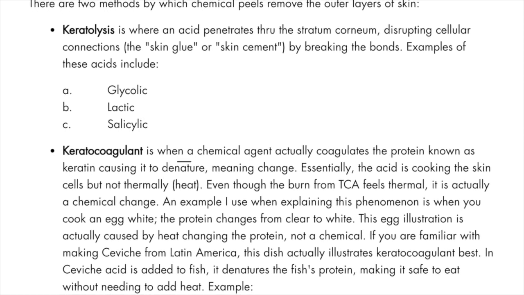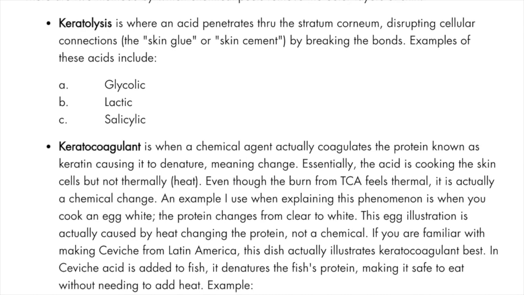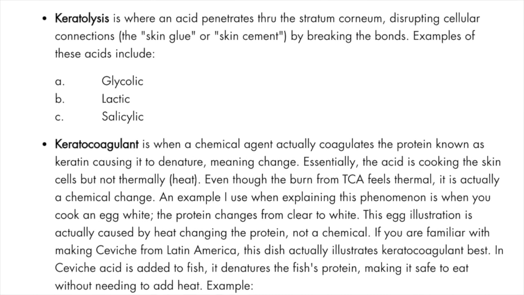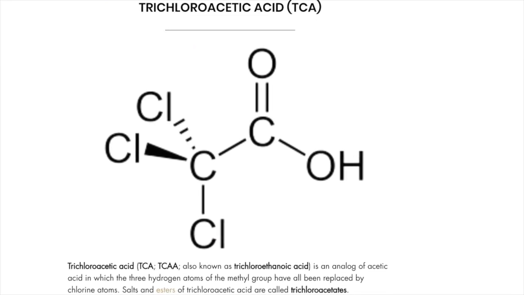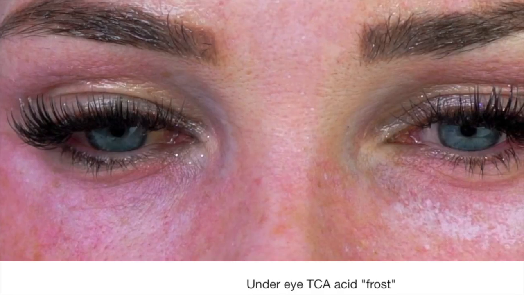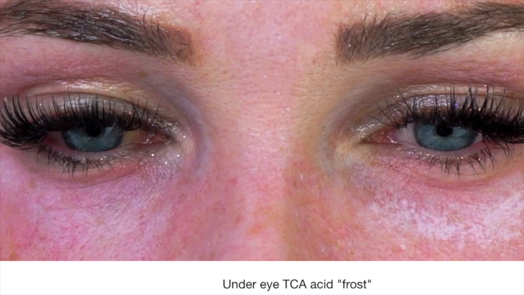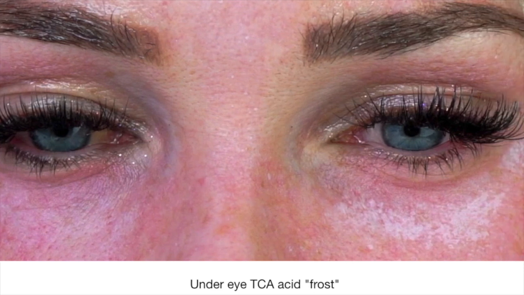The keratocoagulation process is different. It's not tearing apart those bonds, but it's going in and denaturing the protein in your skin cells. The one that does this is TCA. And that is the reason when you do a TCA peel, your skin can go white, or you can see that kind of speckling of white on your skin. That is because keratin is actually being coagulated by the TCA acid.